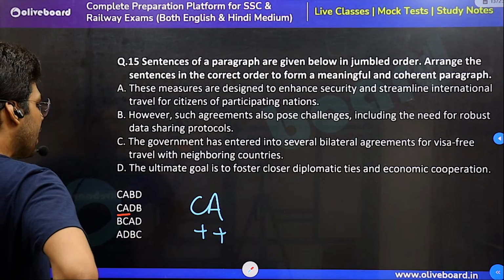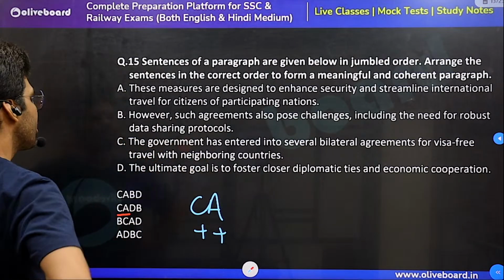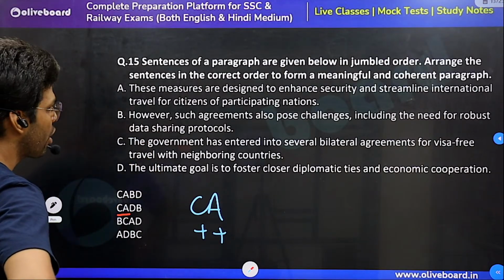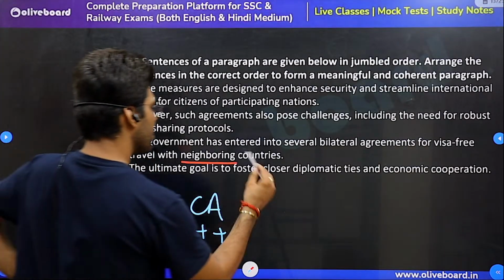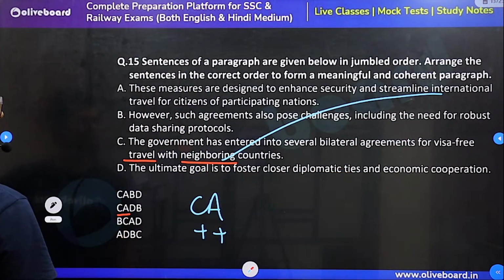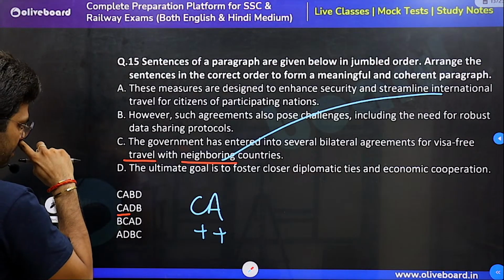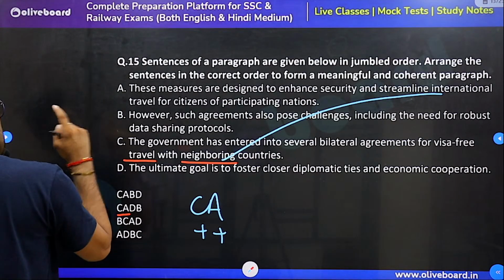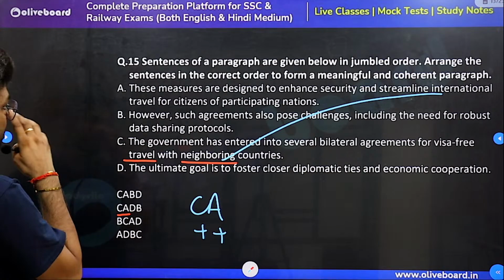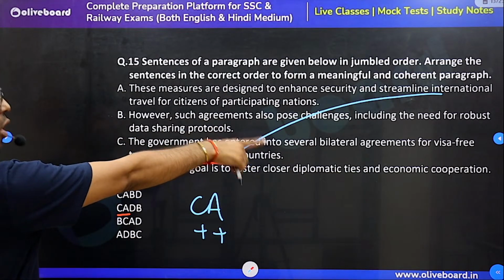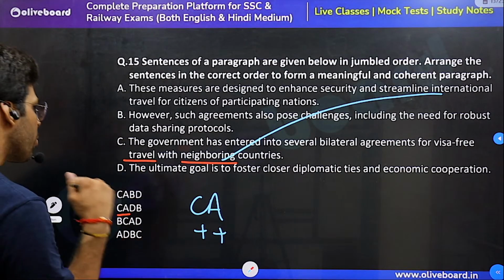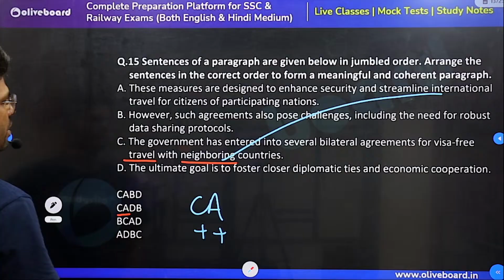The government has entered into an agreement for visa-free travel with the neighboring countries. These measures are designed to enhance the security and streamline international travel, visa-free travel for citizens of participating nations. Fine. Now it's your choice, B is negative. However, such agreements also pose challenges that the government has made, including the need for robust data sharing protocols.